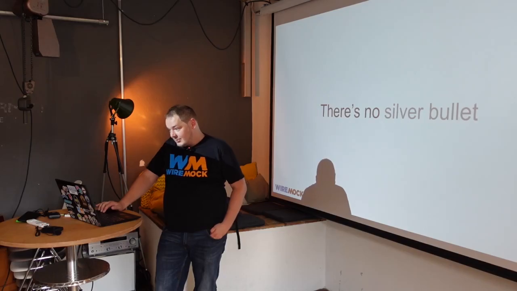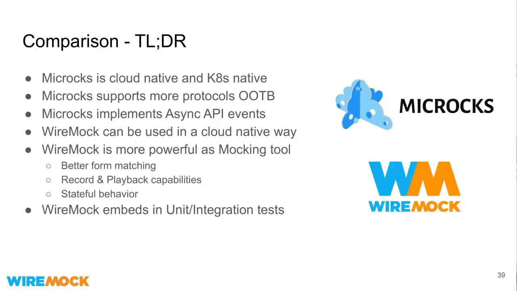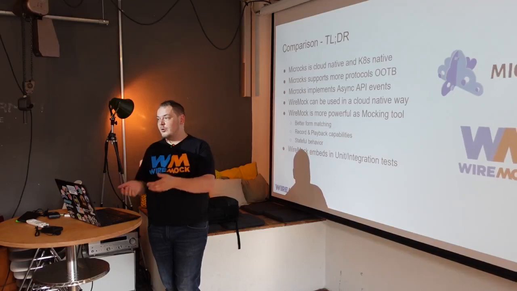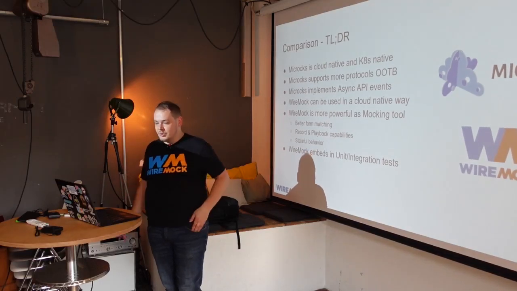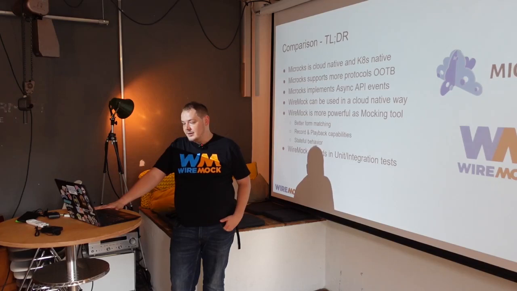So in summary, there is no silver bullet, so you can take one tool or another. I just tried to put key points on a single slide. So yeah, for cloud native implementations, for scaling to zero, most likely you want to go with Microcks, because otherwise you have to implement a bunch of stuff. By the way, feel free to do it in open source. Thanks a lot. For more protocols out of the box, so for example, for async protocols, of course you go for Microcks. But if we talk about advanced matching, advanced processing, then WireMock actually has a lot of advantages.